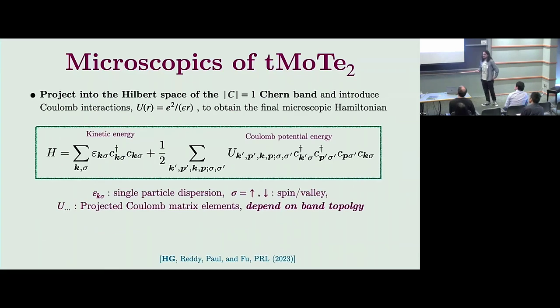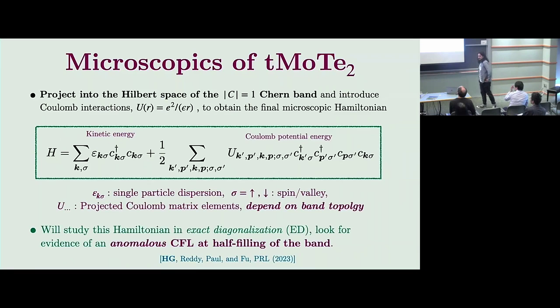So to do that, we need to add interactions and project into this band. But importantly, we're not going to assume anything about the magnetism. So we're going to keep valley in the game, and we're going to project Coulomb interactions into this band. So really, the Hamiltonian that we're going to study, which we'll use exact diagonalization to do, is this kinetic energy term plus this projected Coulomb part, where really all the physics is happening in this projected Coulomb matrix element here. And this is really where the band topology comes in.